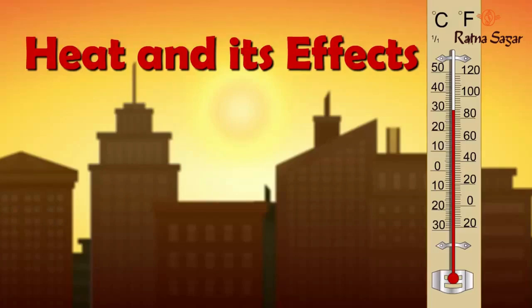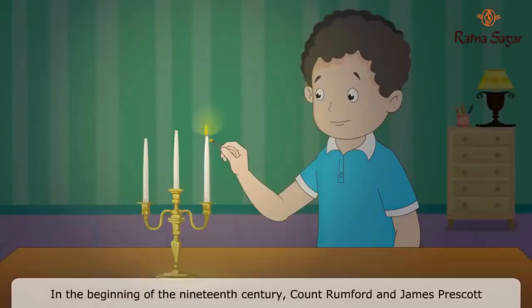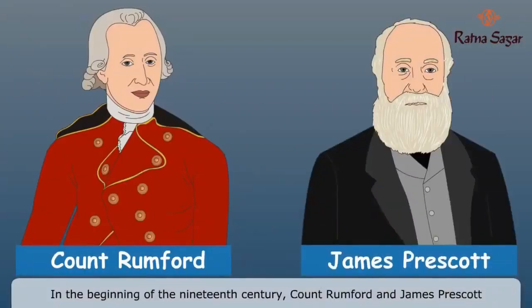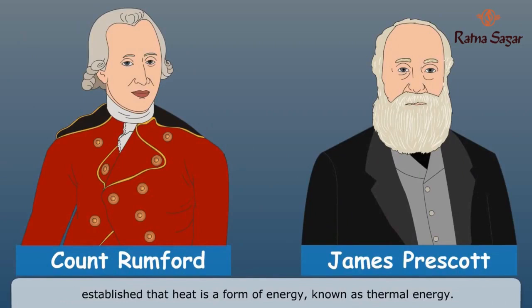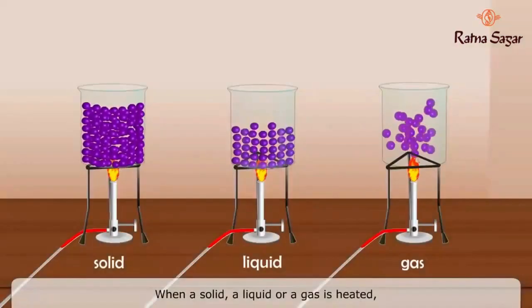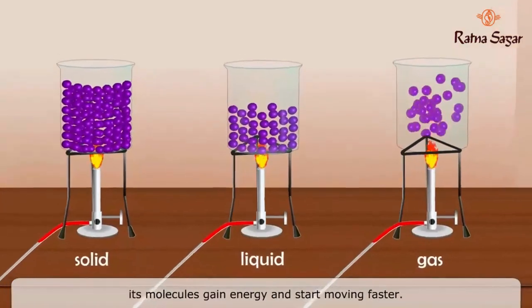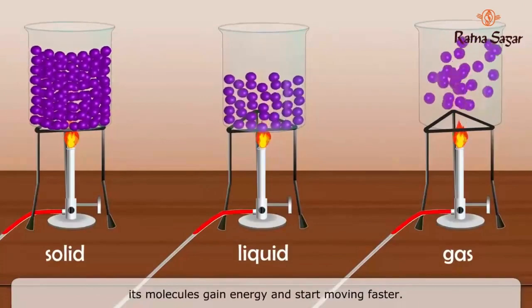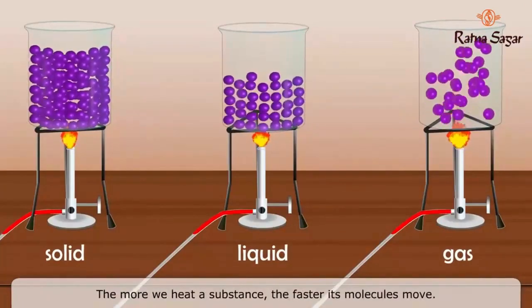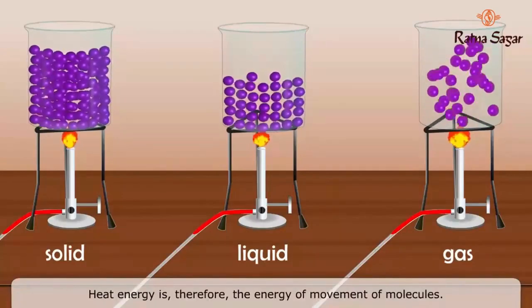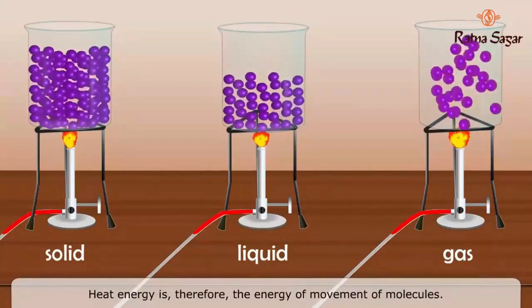Heat and its effects. In the beginning of the 19th century, Count Rumford and James Prescott established that heat is a form of energy known as thermal energy. When a solid, a liquid, or a gas is heated, its molecules gain energy and start moving faster. The more we heat a substance, the faster its molecules move. Heat energy is, therefore, the energy of movement of molecules.